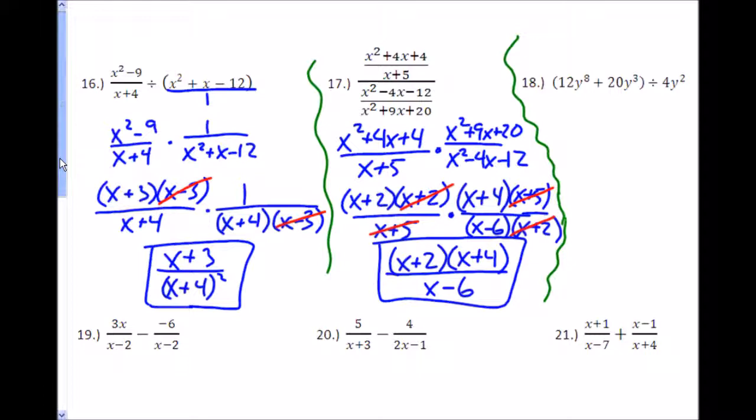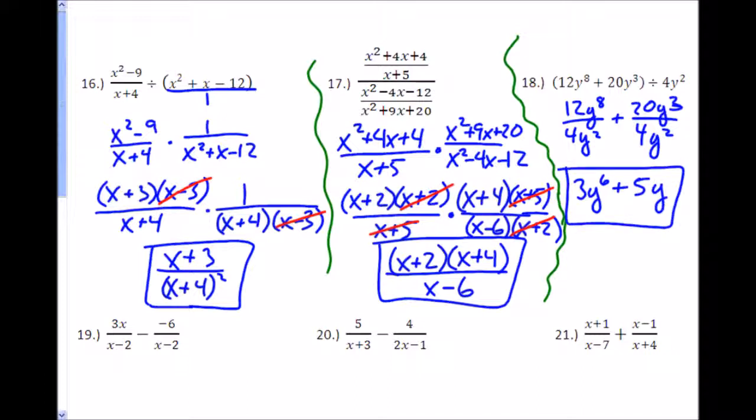And number 18, because we have a polynomial divided by a monomial, I'm just going to divide each piece. I'm going to do the 12y to the 8th divided by the 4y squared. And then I'm going to do the plus 20y to the 3rd divided by the 4y squared as well. Okay, so I'm just using my distributive property. I divide each. This first one leaves me with a 3y to the 6th. This next one leaves me with a 5y. And that's it. That's all we have to do for these. Okay?